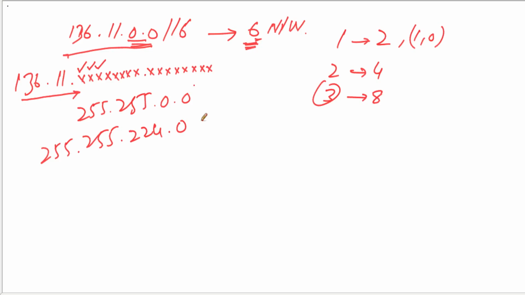So now that we have a subnet mask with 3 borrowed bits, we can define the networks. First network will be, let me write it over here. First network will be 136.11.0.0, and now we do not write 16 because we have borrowed 3 bits, so we write down 19. What about second network?